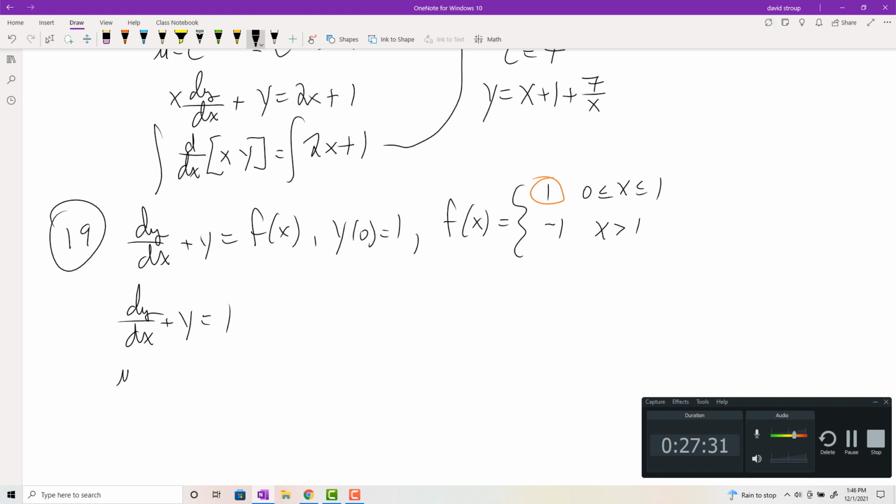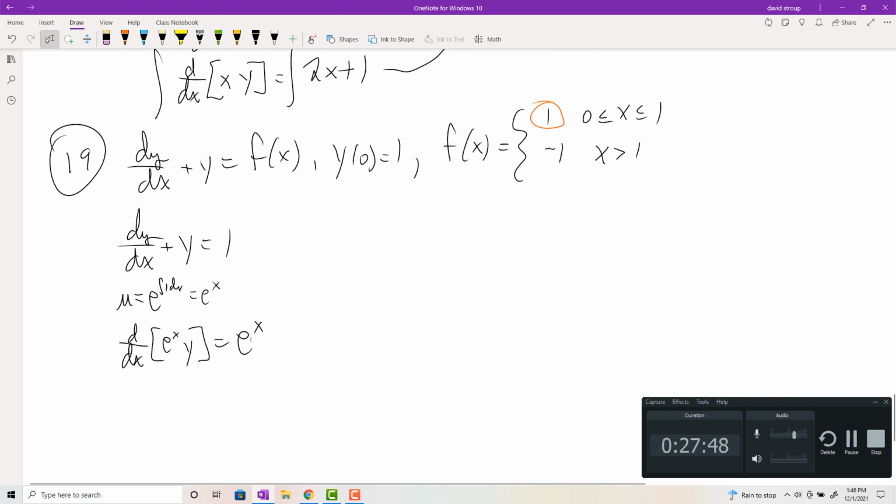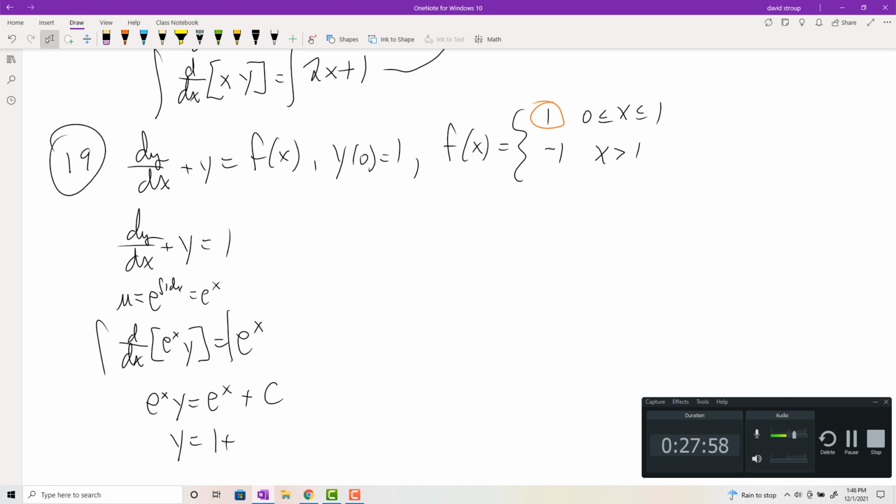And here the integrating factor mu is e to the integral of 1 dx. So you just get e to the x. Multiply through, collapse, you get the derivative with respect to x of mu, e to the x times y. On the right hand side you have e to the x. Integrate both sides with respect to x. You get e to the x y equals e to the x plus c. Divide everything by e to the x, you get y equals 1 plus c e to the negative x.